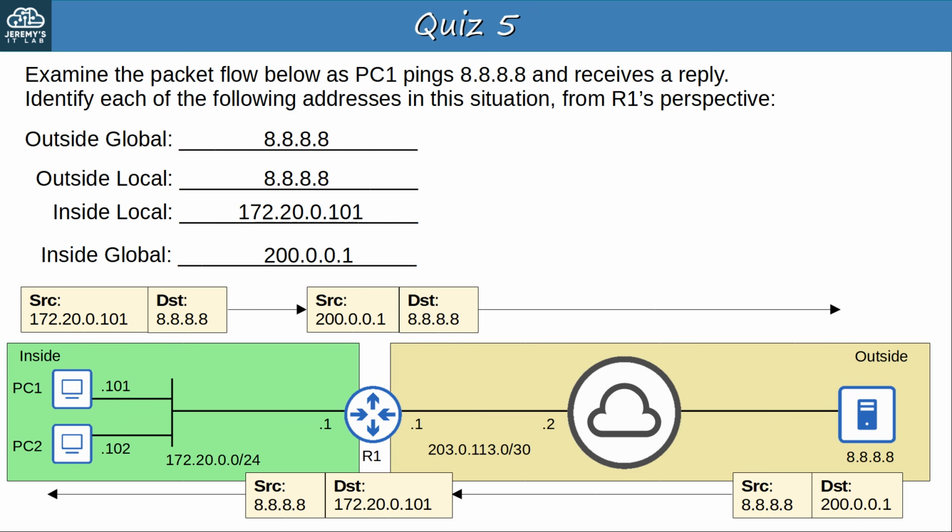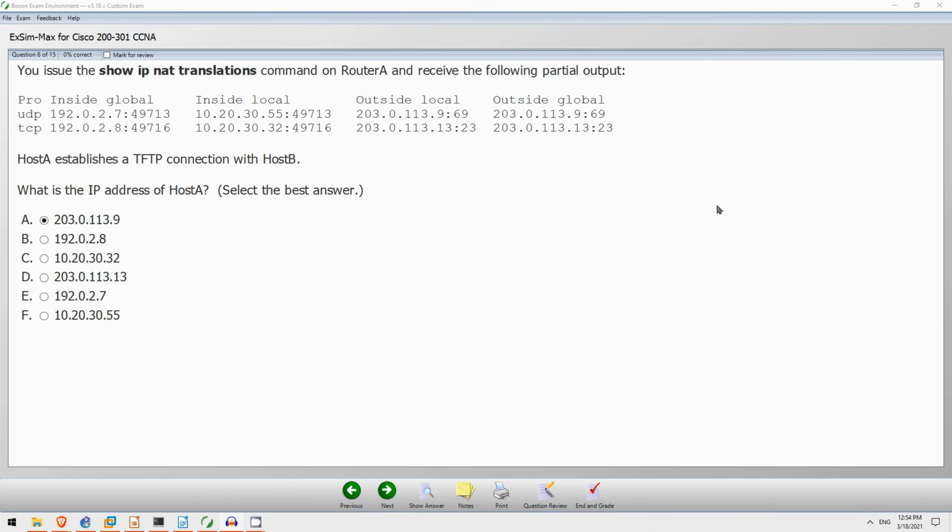Okay, that's all for the quiz. Next, let's take a look at a bonus question in Boson Software's ExSim for CCNA. Okay, here's today's Boson ExSim practice question. You issue the show IP NAT translations command on router A and receive the following partial output. So there are 2 entries in router A's NAT translation table. Host A establishes a TFTP connection with host B. What is the IP address of host A? Select the best answer. So these are the 6 options to choose from. Pause the video now to select the best answer.